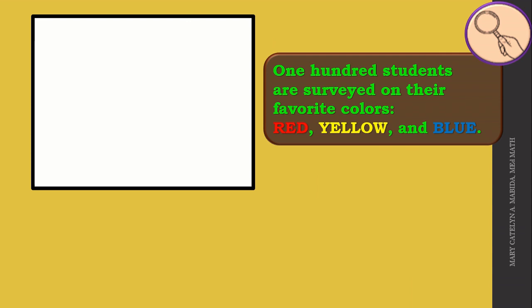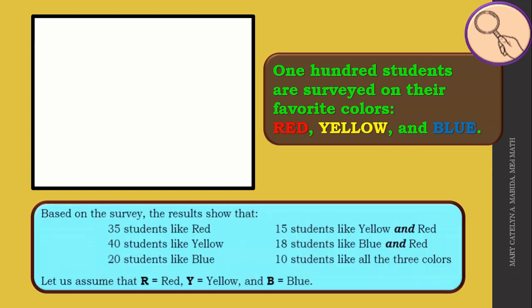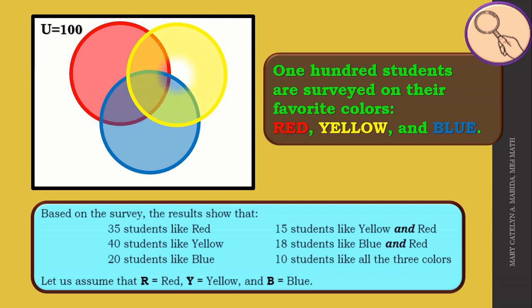100 students are surveyed on their favorite colors, red, yellow, and blue. Based on the survey, the results show that 35 students like red, 40 students like yellow, 20 students like blue, 15 students like yellow and red, 18 students like blue and red, 10 students like all the three colors. This rectangle at the upper left represents our universal set with 100 students. Let us assume that R is for red, Y is for yellow, and B is for blue.